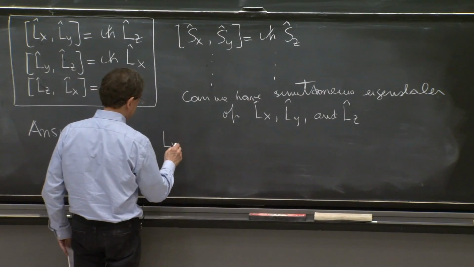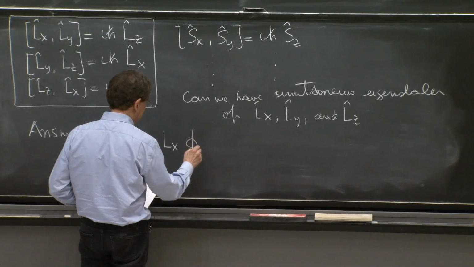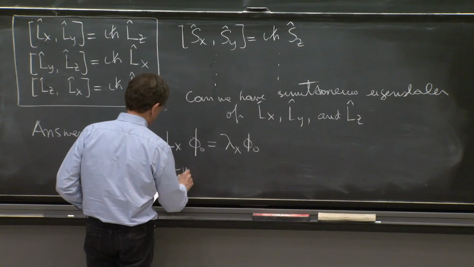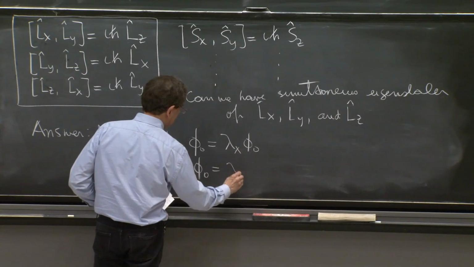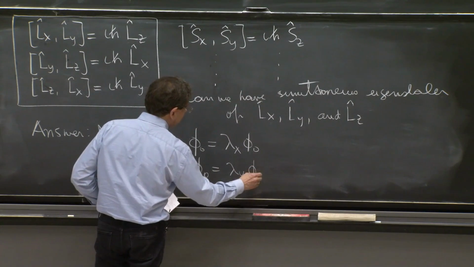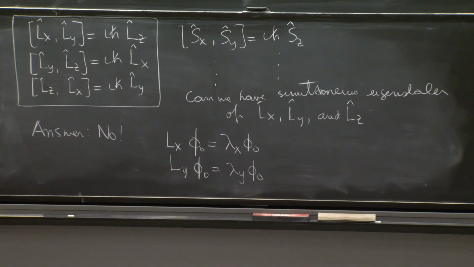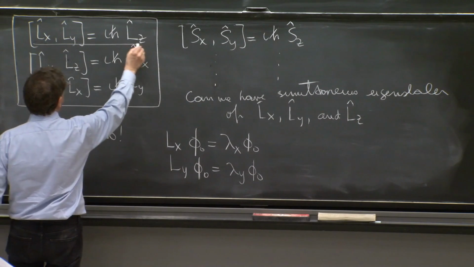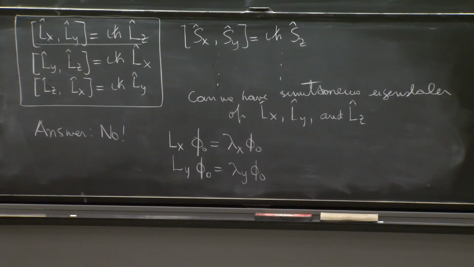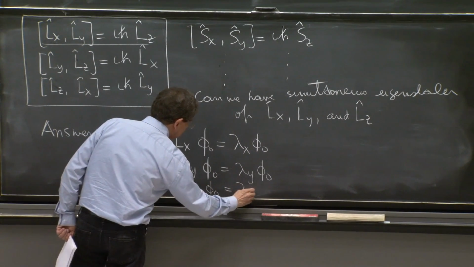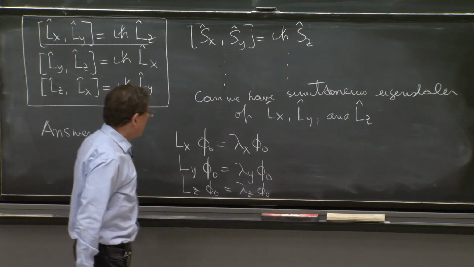So let's assume we can have simultaneous eigenstates. And let's assume, for example, that Lx on that eigenstate phi naught is some number lambda x phi naught, and Ly on phi naught is equal to lambda y phi naught. Well, we could even say that Lz on phi naught is equal to lambda z phi naught. So what is the complication?